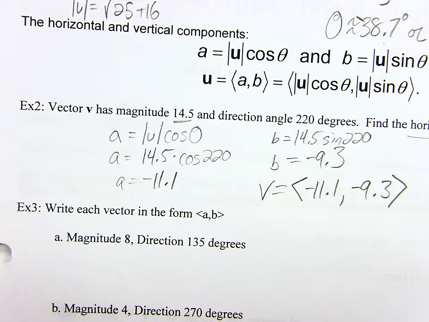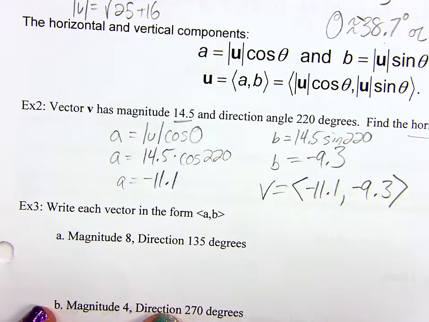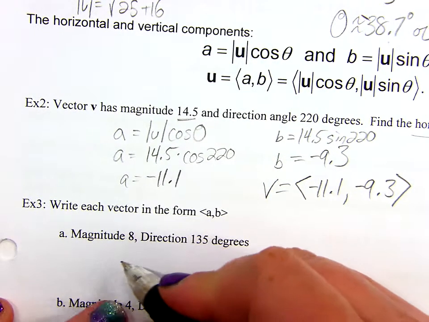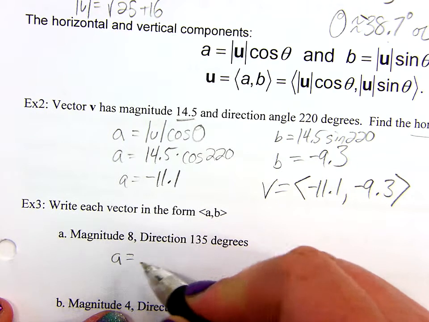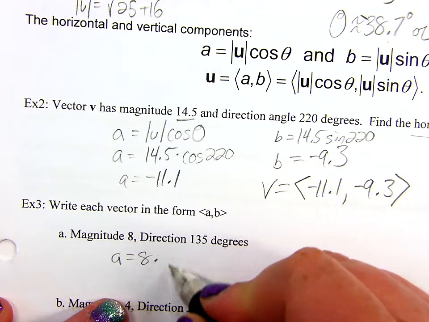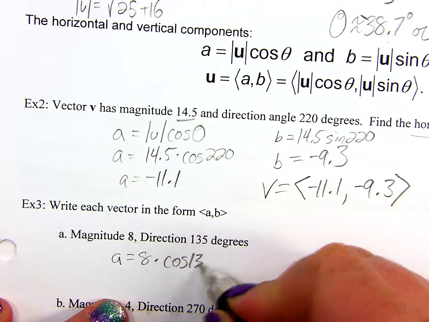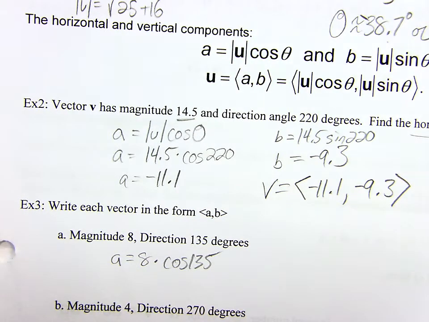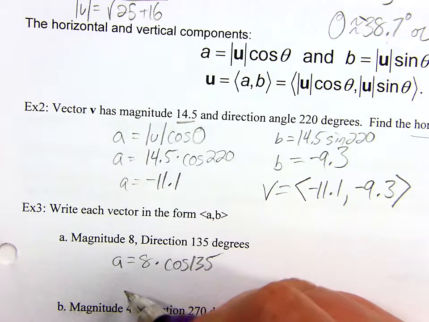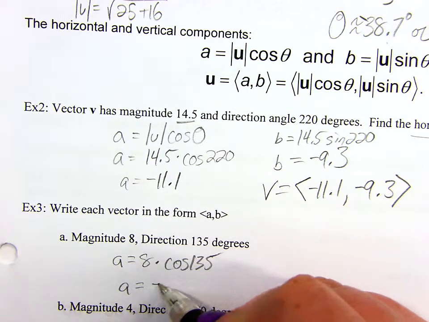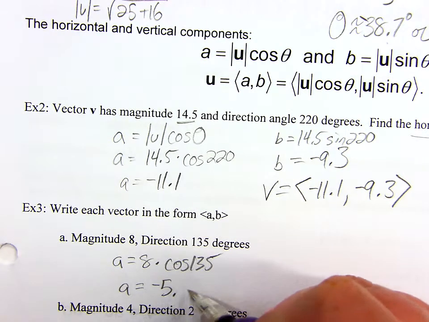Okay, so I'm assuming everybody has an answer by now, because all you have to do to find the value of A is do 8 times cosine 135. Easy. Very easy. Do that in my head. Negative 4 root 2. Wait, I'm in degrees. Good. You need to be in degrees, not radians.